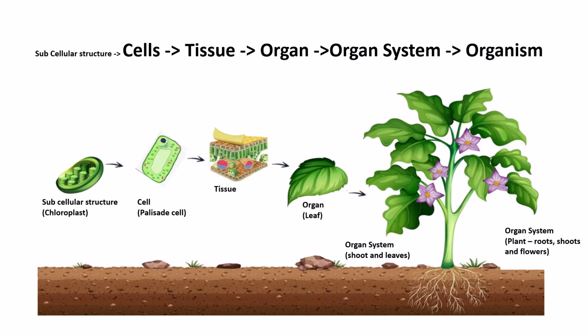Now the palisade cells are the cells found at the top layer of a leaf, and they're part of mesophyll tissue within that leaf structure. The leaf itself is known as an organ, so in a human body we would have a heart as an organ, the plant has a leaf as an organ, and the organ system made up of shoots and leaves together, creating an entire organism of the plant, the roots, the shoots and the flowers.